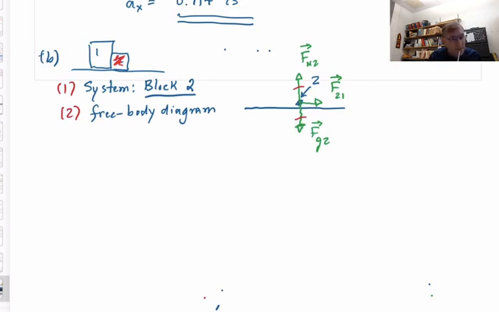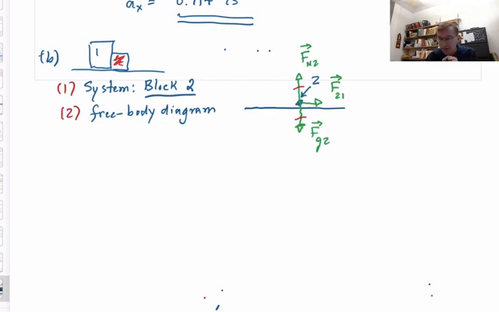You see why not? Because the system is block 2. Is that applied force being applied to block 2 directly? No, only to block 1. In fact, it's the effect of that applied force that's being transmitted to 2 through this contact with 1. It's this one right here that I just drew and labeled F21 that is indirectly coming from the applied force. But the applied force itself is not directly pushing on block 2.